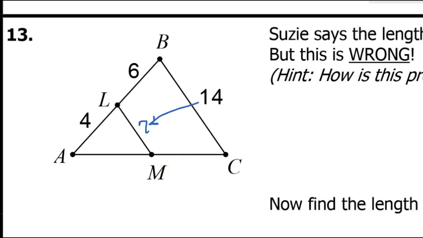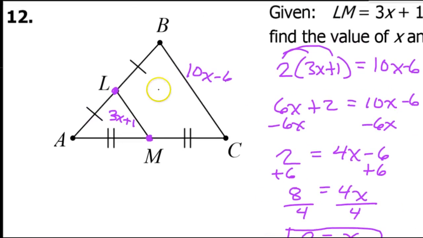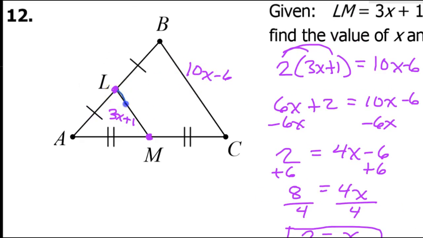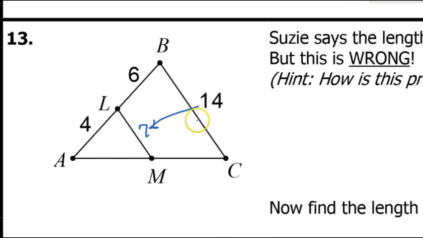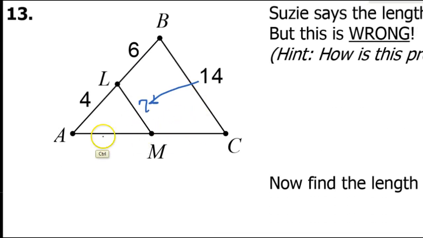What is she thinking? Well, looking back at the previous problems, this LM, for example, was a midsegment. It's a midpoint connector. We knew because of the tick marks. So that's why the midsegment is half the length of the parallel side. But looking at number 13, not only are there no tick marks to show that these are congruent, but we have numbers here, 4 and 6. If L was a midpoint, it would be 6 and 6, or 4 and 4. So because L is not a midpoint, that means LM is not a midsegment. So the theorem that says the midsegment is half the parallel side will not apply to this problem. That's what she's doing wrong.